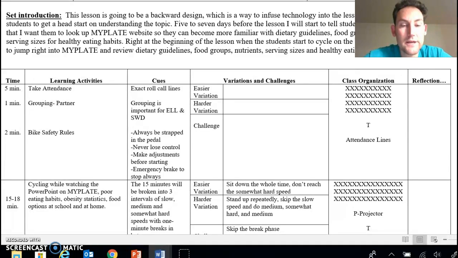Partnering is really big. We would start off right away with getting into partners. I want to make sure that my English language learners and students with disabilities partner up with somebody that they will work well with, and maybe somebody that will help interpret, translate, help them understand, clarify if they have questions. Anytime we are in the bike lab, we always go over bike safety. Again, that's one of the learning objectives.